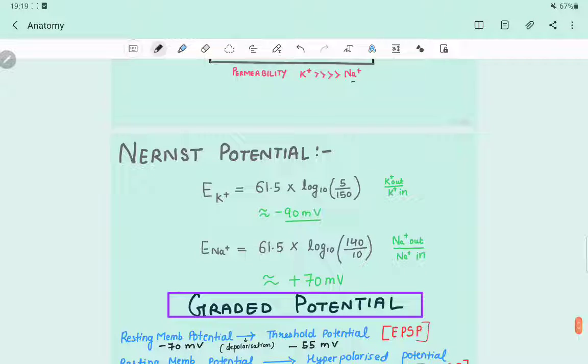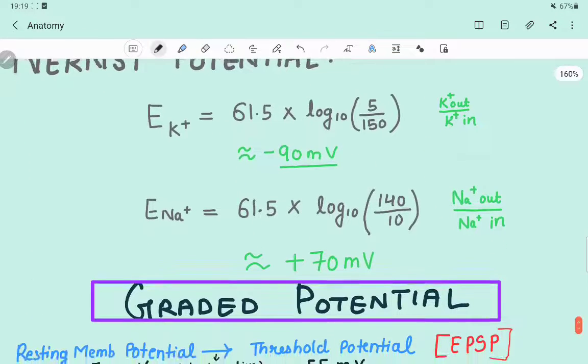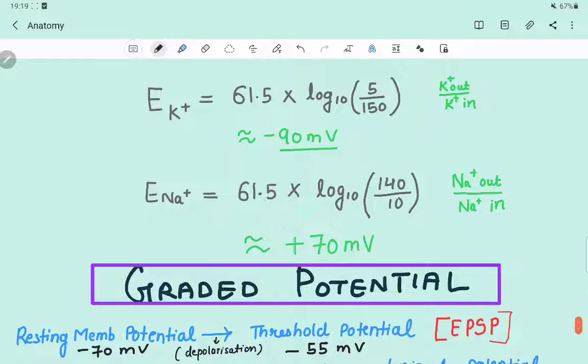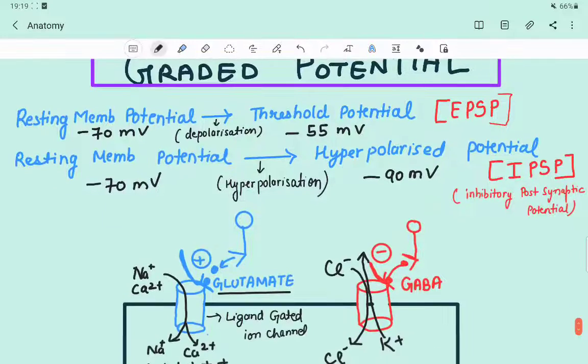The Nernst equation says that the membrane potential of any ion can be calculated by 61.5 times log base 10 of the concentration of that ion on the outside of the membrane divided by the concentration of that ion on the inside of the membrane. So we do not have to worry about this. This is just the basic concept of how the membrane potentials are calculated. Alright, so now let us move on towards the graded potential. This is the most important topic.